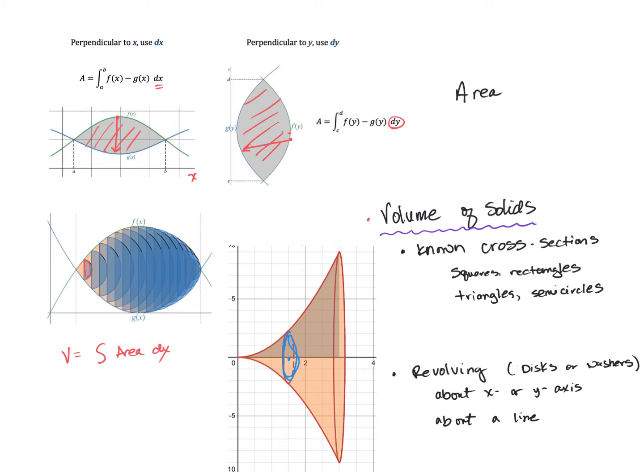So all of our new volume equations will be the volume equals the area of a circle, which is pi r squared, times the width, dx, and that gives us the volume from A to B. And this formula gives us the volume of a solid that has been revolved around the x or y axis or a line using circles or disks. So we're going to focus on disks today.